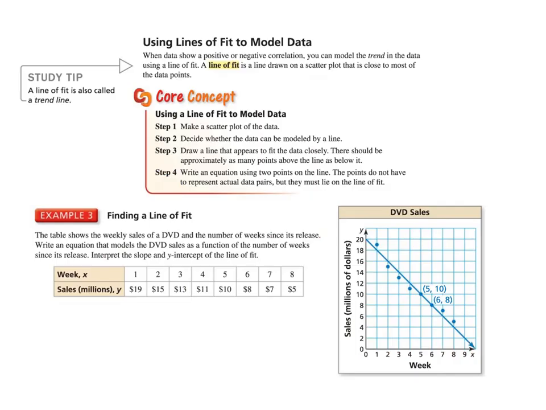And the last example, using lines of fit to model data. Lines of fit is just coming up with a line that essentially represents the trend of the data points. For example 3, let's use a concrete example: finding a line of fit. The table shows the weekly sales of a DVD and the number of weeks since its release. Write an equation that models the DVD sales as a function of the number of weeks since its release. Interpret the slope and y-intercept of the line of fit.